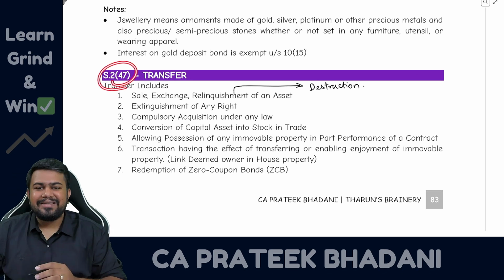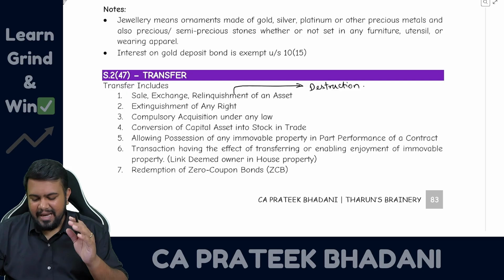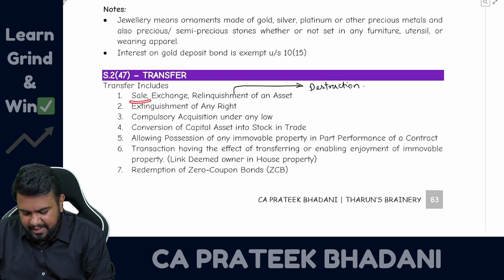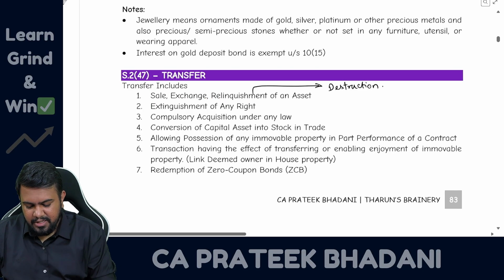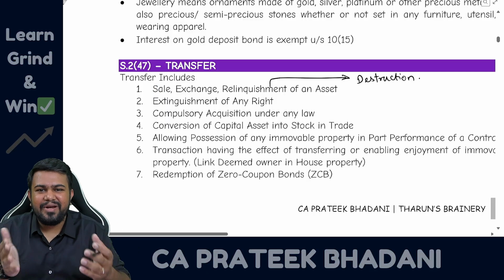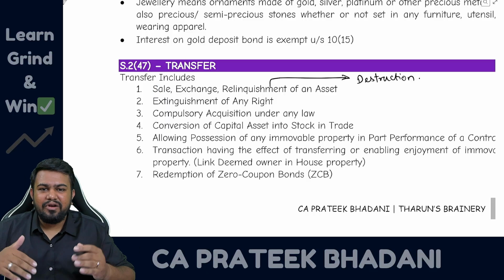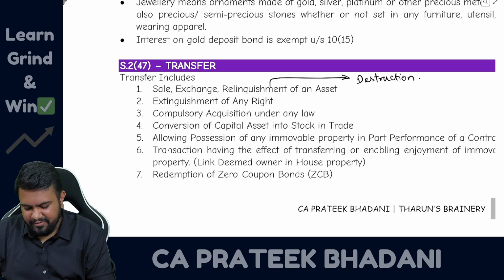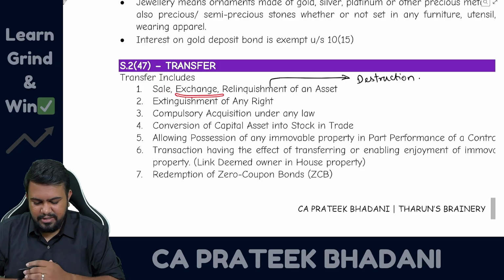Section 2 clause 47 defines what is transfer, and transfer includes sale, extinguishment, relinquishment. So transfer includes sale, but other than sale also so many transactions are included in transfer. So what and all is covered in capital gain. Let us see. First is sale, selling from one person to another person. Then exchange of products or goods.